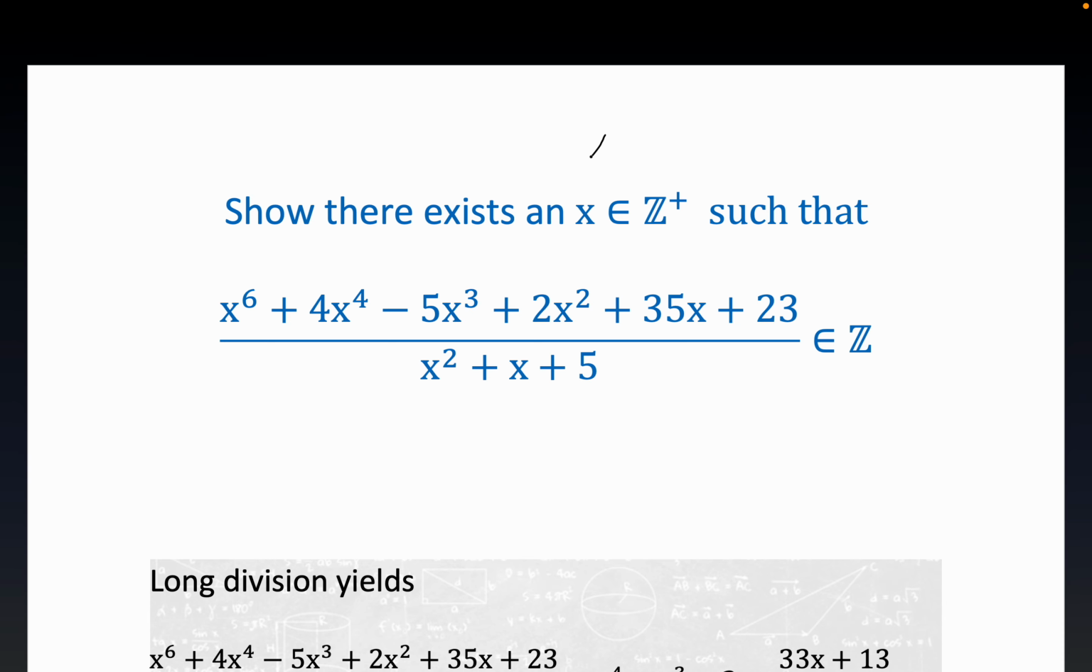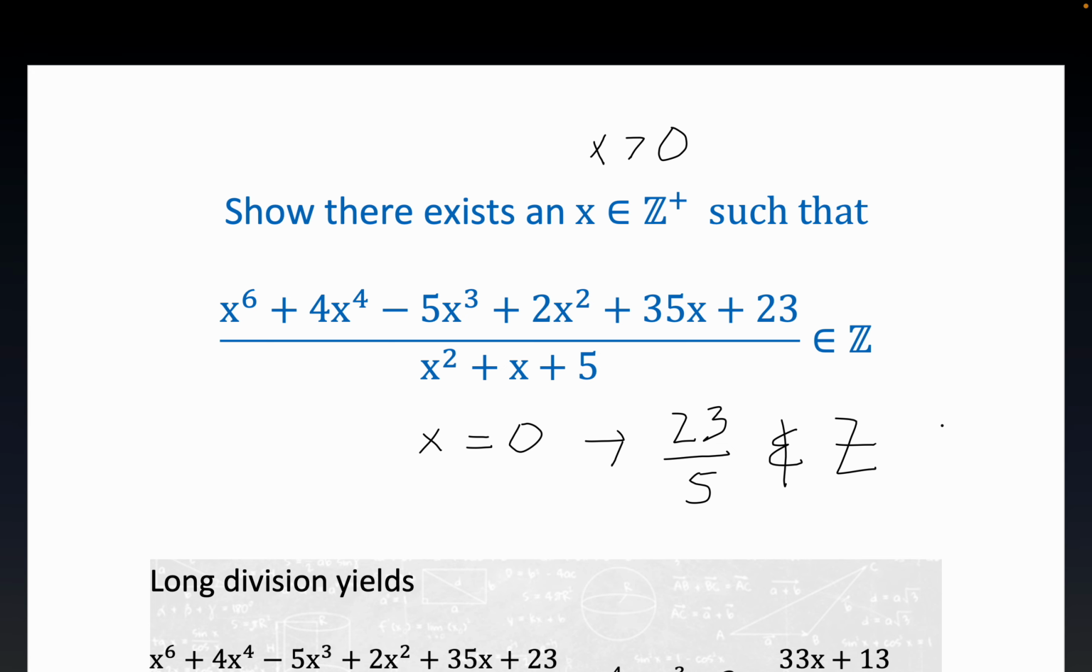Hey everybody, today we're looking for a positive integer that will make this quotient also an integer, and this is a 6th degree numerator here. So we want a positive integer x greater than 0 such that this evaluates to an integer. Just to get our feet wet, x equals 0 leads to 23 over 5, right? That's the simplest try, but that is certainly not a member of the integers. In fact, it's a rational number.